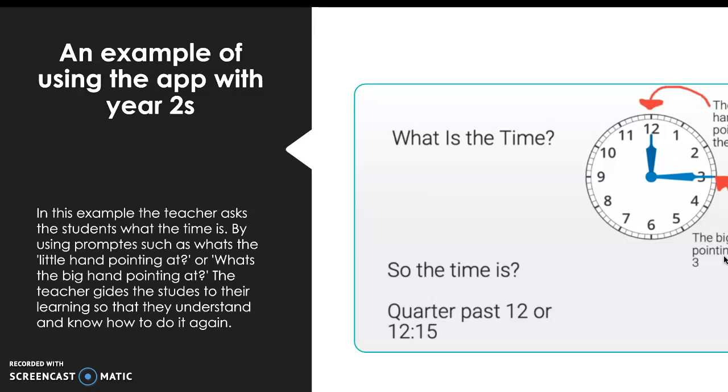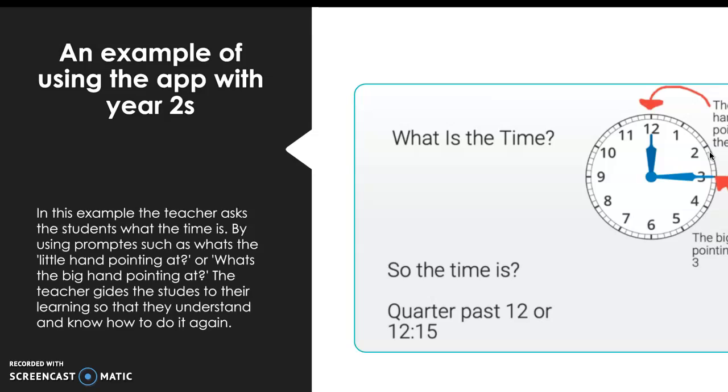Next one. So here's an example of one that I did. On the screen, the students are given the question, what is the time, and then they will just be given the clock. As they go through, the teacher gives little prompting questions. So what is the little hand pointing to? Okay, it's pointing to the 12. All right, can anybody tell me what the big hand is pointing to? Okay, it's pointing to the 3. So does anybody know what time this is?